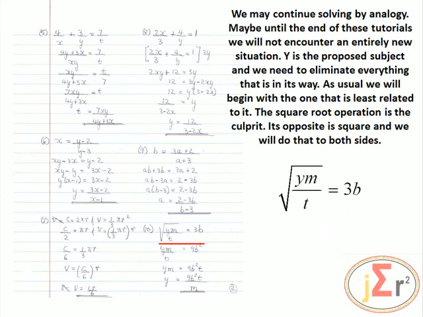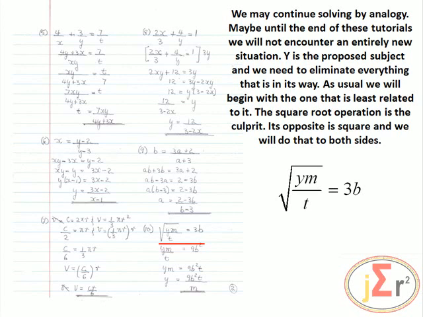We may continue solving by analogy, maybe until the end of these tutorials we will not encounter any entirely new situation. Y is the proposed subject and we need to eliminate everything that is in its way. As usual, we will begin with the one that is least related to it. The square root operation is the culprit. Its opposite is square, as we have done on quite a few other occasions. The opposite of square is square root. The opposite of square root is square. And the square root is the one that is least related to the proposed subject.